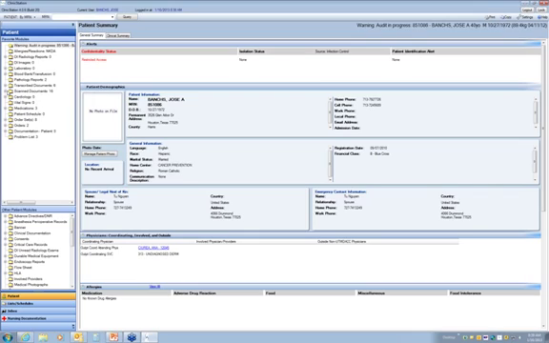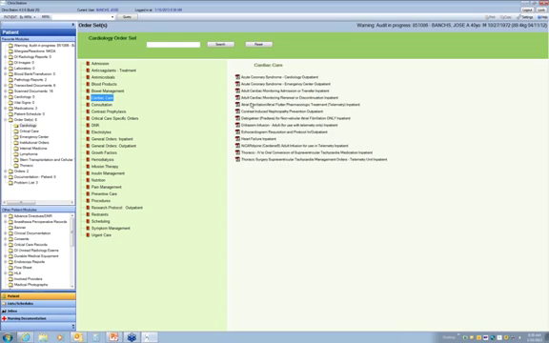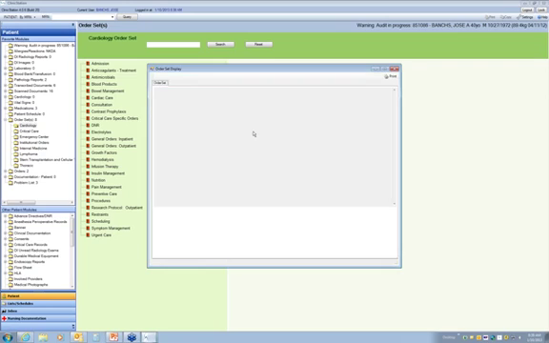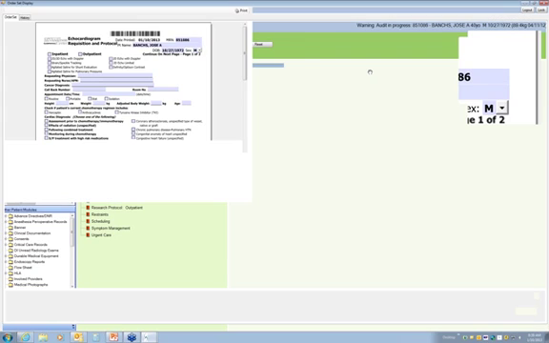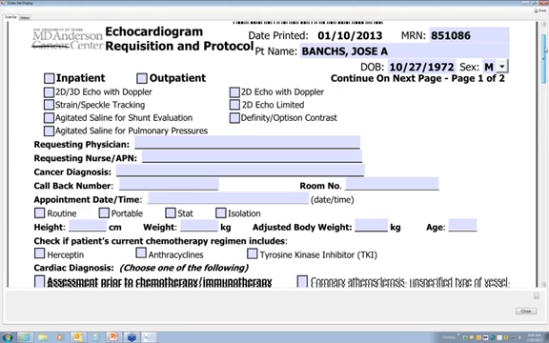And so if you want to order an echo here, we have the cardiology order set, and you guys can see this? Yes. And then you go to cardiac care, and there is the echo order. It should be here. So this is the echo order. We have inpatient, outpatient, and the clinician can order here if they want strain and speckle tracking with the echo with Doppler.